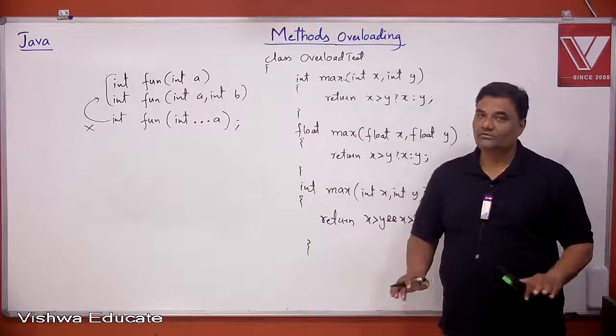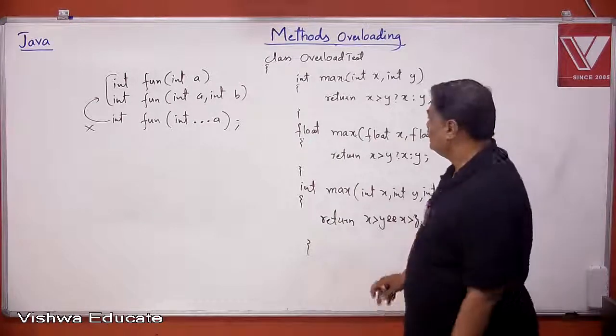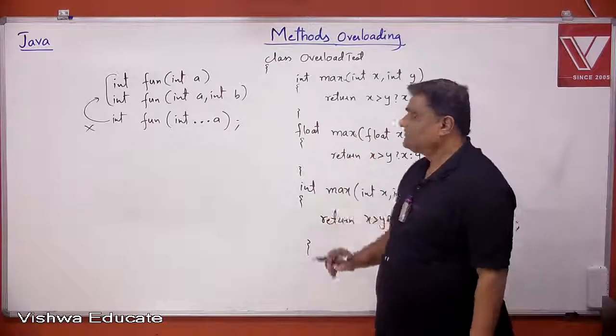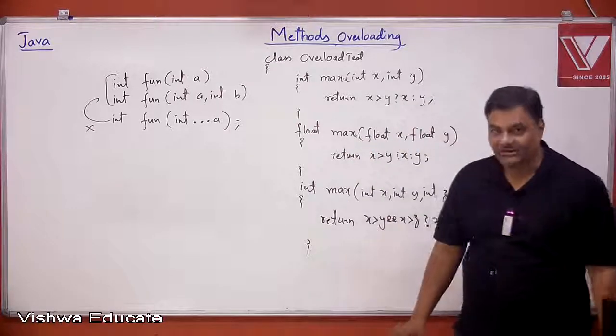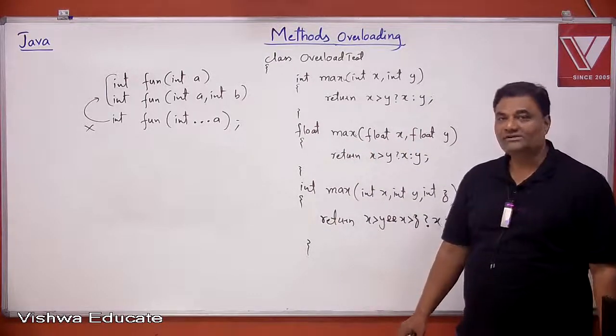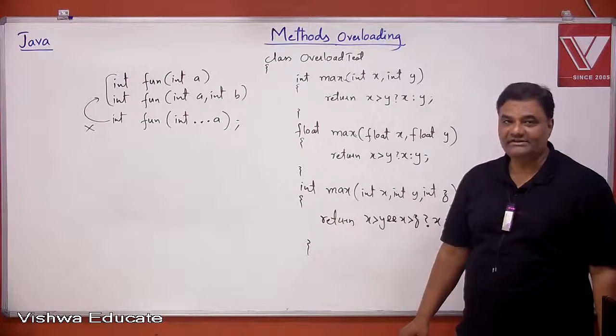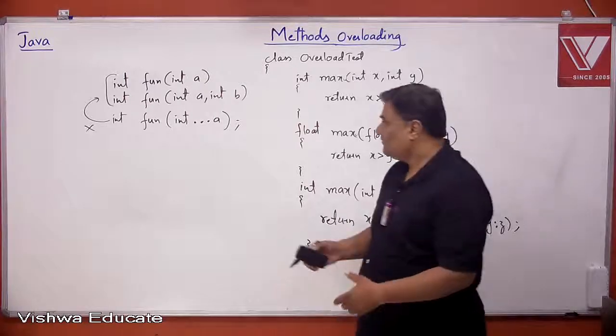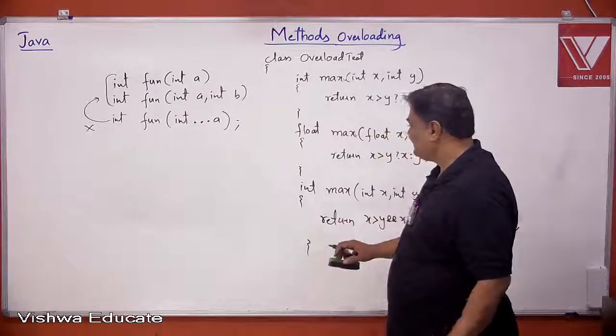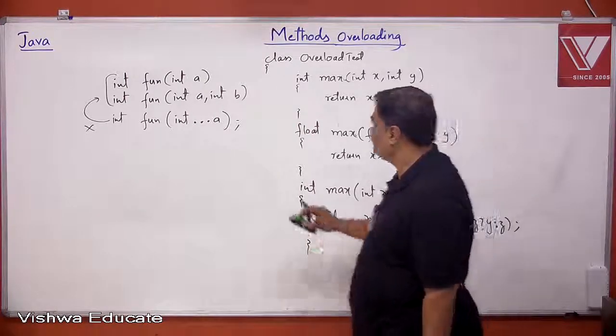So method overloading we have finished, and method overloading is used for achieving polymorphism. So that's all about methods in Java. We have seen various types of methods, and discussed all about methods in Java.